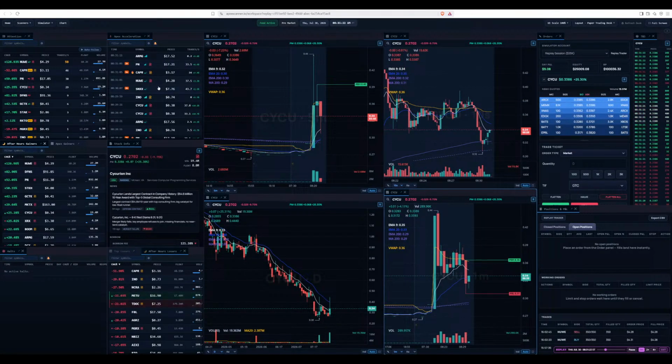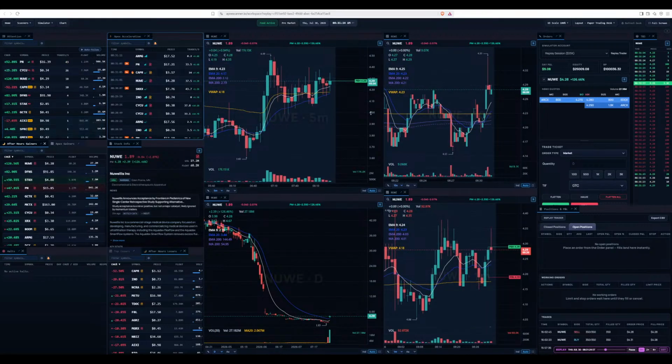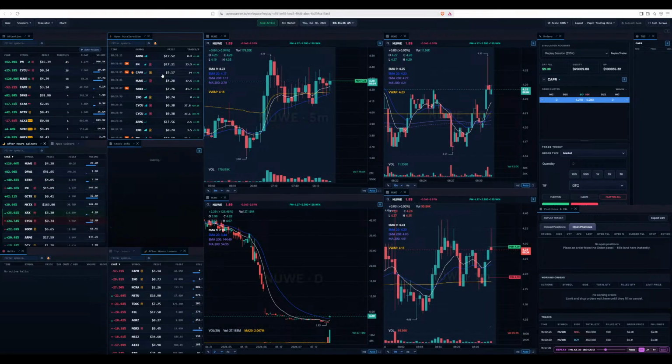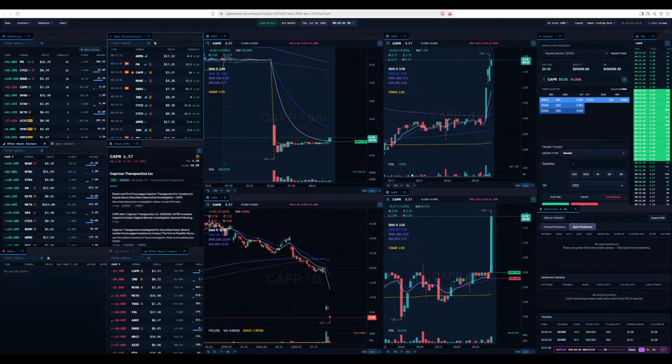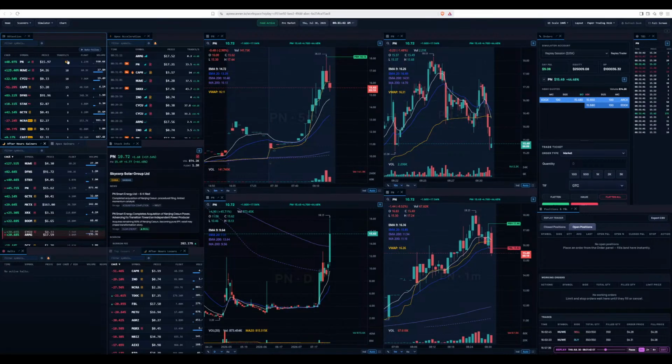Now let's see. NUWE, so we see nothing is still moving. CAPR. So it went from $3 to $3.20. But the problem is, it's really on the backside of the move. For some people who might be interested in catching the jumps, it's a decent trade, but not for me.